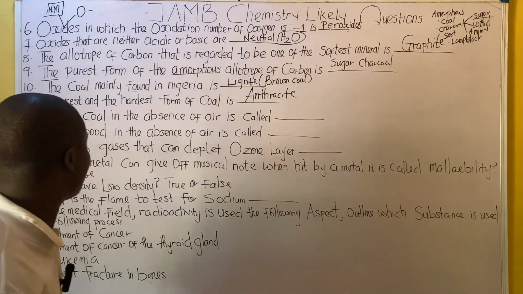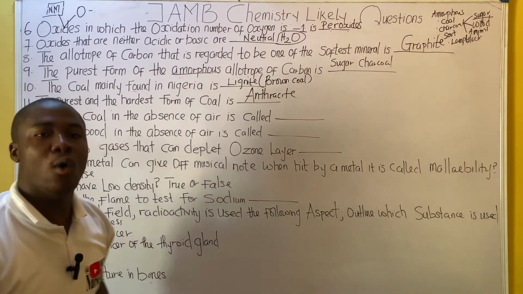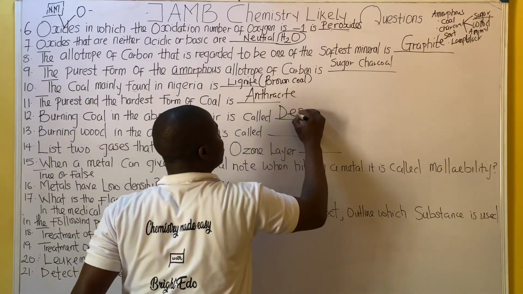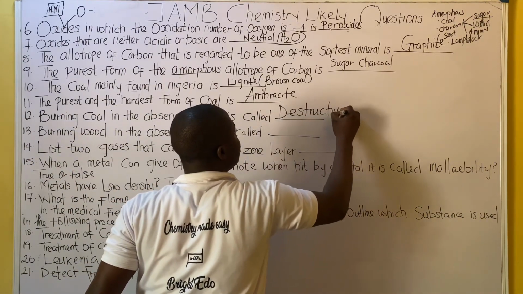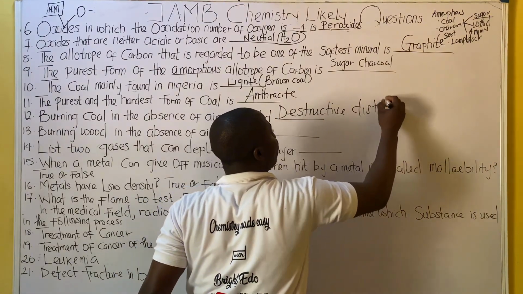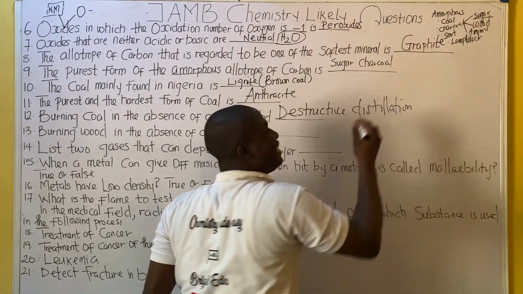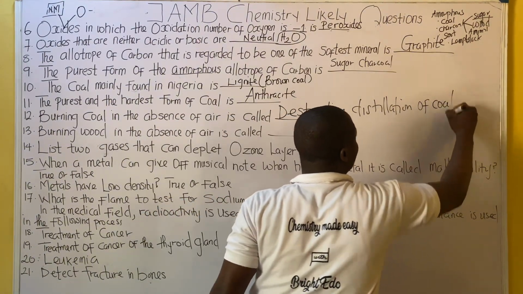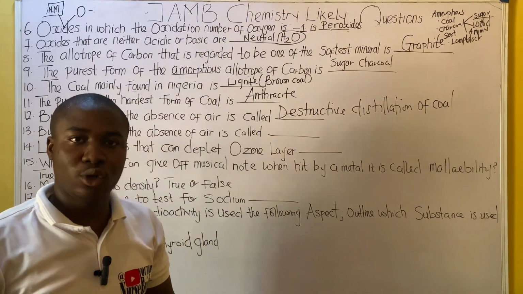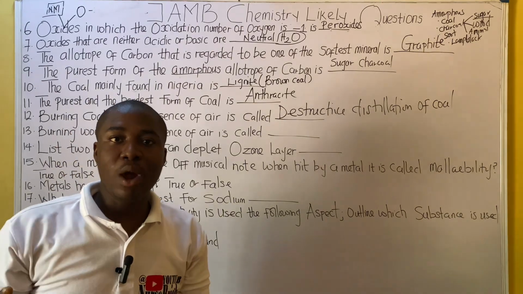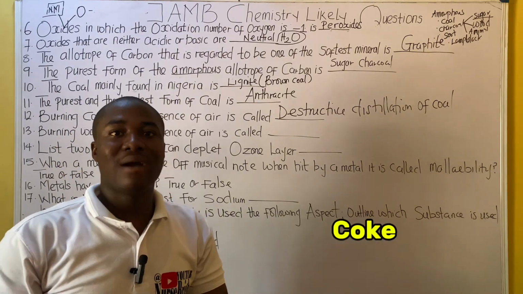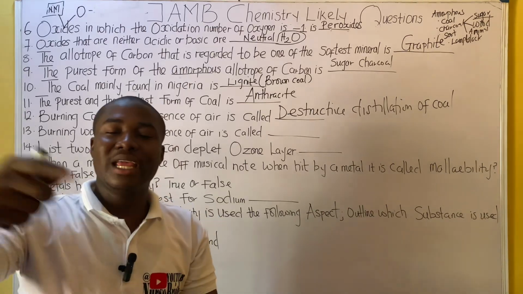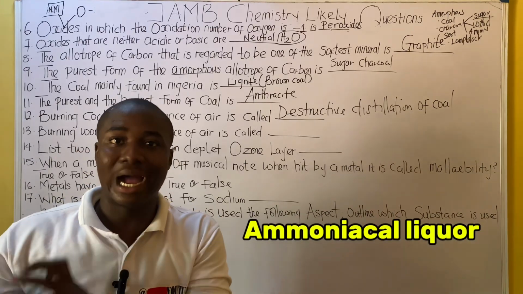Moving further to the next question, which says burning of coal in the absence of air, what's it called? Simple. It is simply called destructive distillation of coal. And we have different products we get when we do this: coke, coal gas, coal tar, and even ammoniacal liquor.